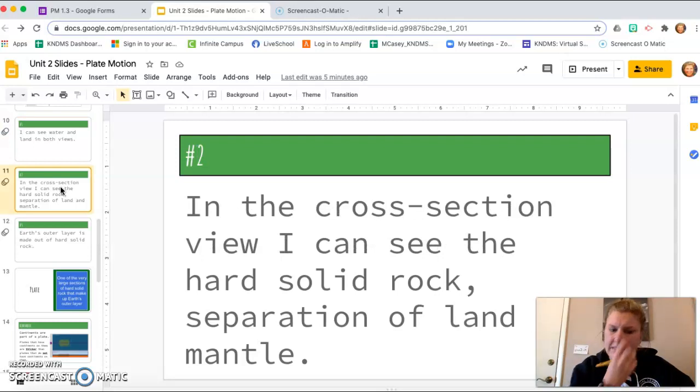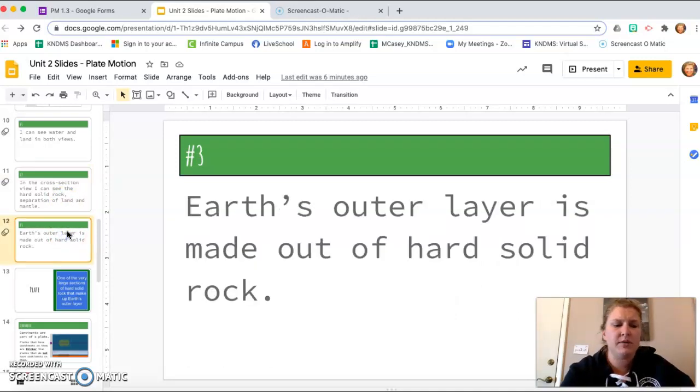The second question was asking you what can you see in the cross-section view but not in the map view? And a good answer for that would have been that you could see just the hard solid rock in the cross-section along with the separation of the mantle underneath it. And the third question was asking you, how would you describe Earth's outer layer? And if you said something along the lines of that it is made of hard solid rock, then that was correct. Because under the ocean, there is hard solid rock, as well as under the vegetation.